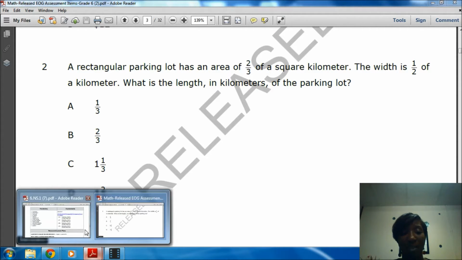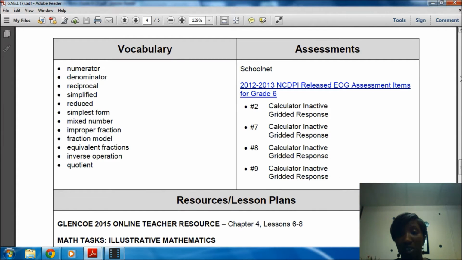Okay, I am going back to the 6NS1 standard analysis document. And again, I can go back to that released EOG and look at questions 7, 8, and 9 and see what they're about. Also here, 6NS2 is a standard that students will need to be able to master without the aid of the calculator. Okay, so that's why calculator inactive is written here. And gridded response. So this means that students will not only need to be exposed to multiple choice questions, they'll need to be exposed to questions where they have to give open-ended responses. So I thought that was important for you all to know as well.